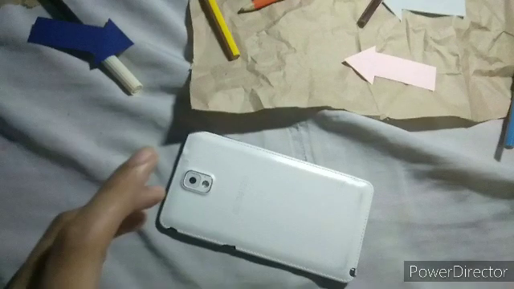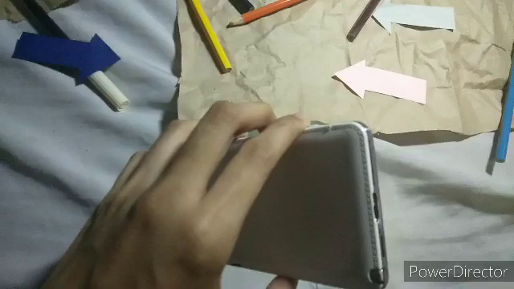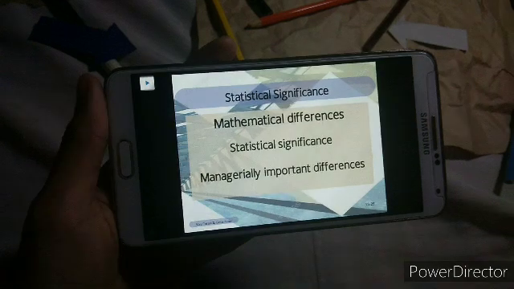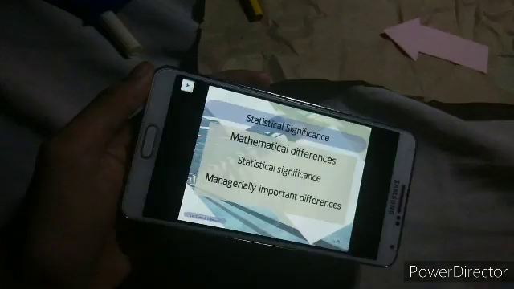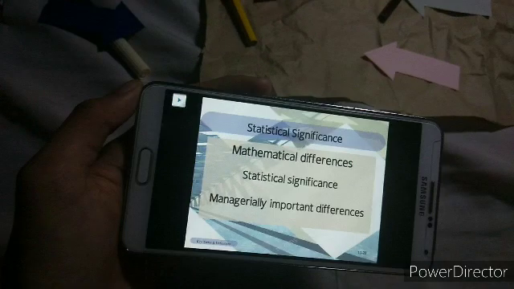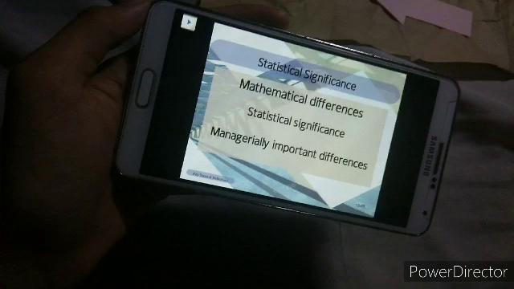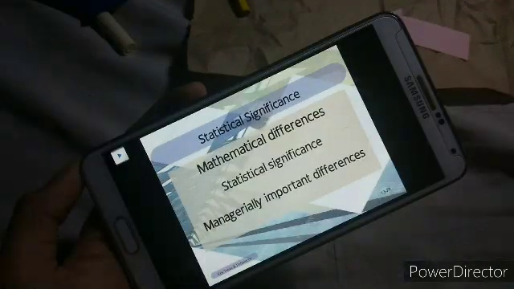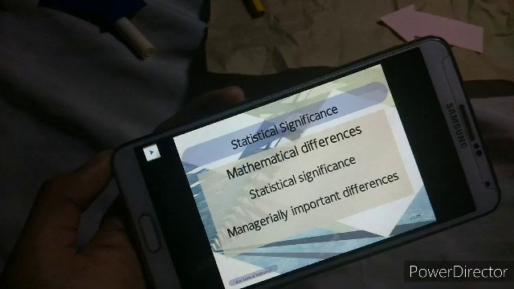So the examples of statistical significance are the mathematical difference, statistical significance, and managerial importance difference. So mathematical difference, by definition, if the numbers are not exactly the same, they are different. That doesn't mean they are important or statistically different. So it just happened for a reason that the mathematical difference, or the difference of numbers, has no result in a specific purpose relative to one another.